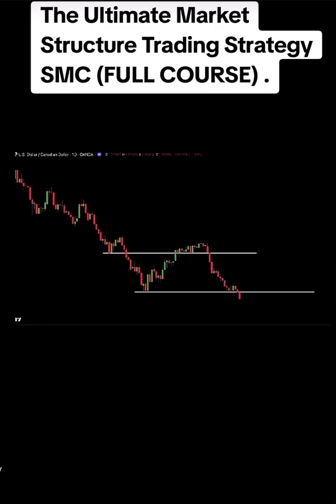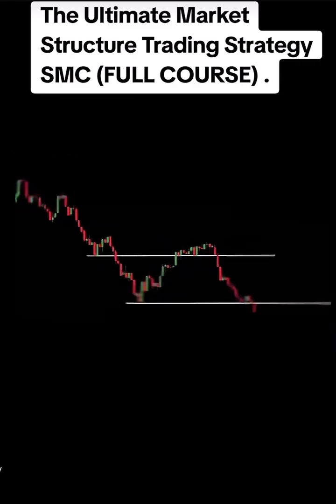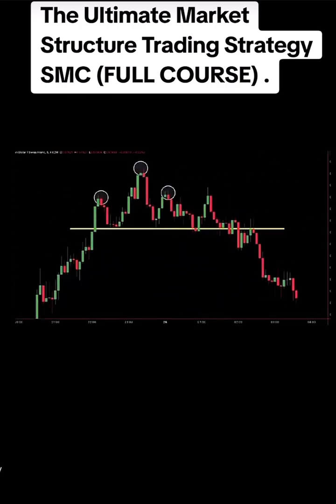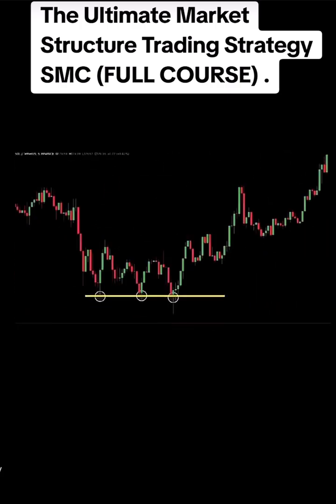When the market is about to stop trending, it sends us a message in the form of chart patterns. These patterns are created by shifts in buying and selling pressure, and if you can recognize them early, you can anticipate trend reversals before they happen. The four main reversal patterns we'll cover are double top, head and shoulders, triple top, double bottom, and triple bottom.